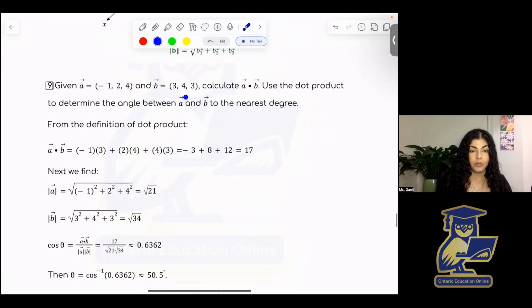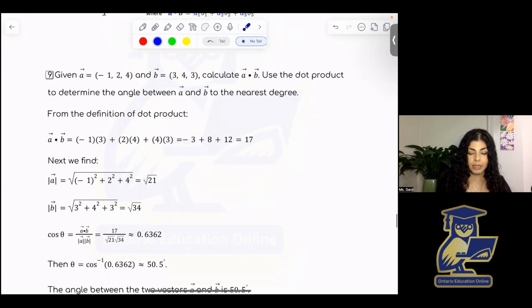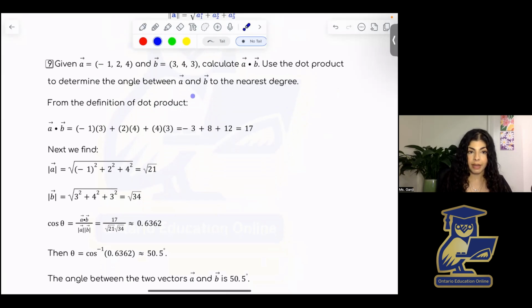And we have now two vectors in three-dimensional space. And finally, after we find the dot product, we're going to use it to determine the angle between A and B to the nearest degree. So from the definition of the dot product for algebraic vectors now, this is equal to the x components multiplied plus the y components multiplied and the z components multiplied. And this will give you 17.